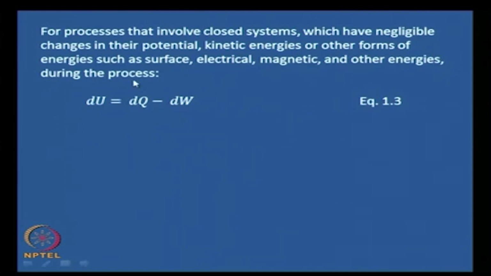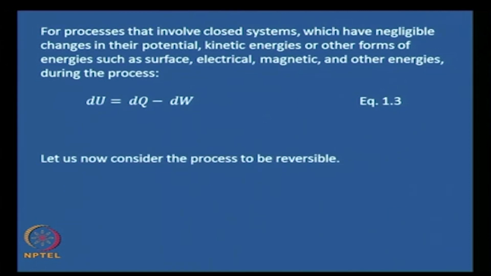During such a process, dU equals dQ minus dW from the first law. Recall the first law for a closed system, and this is nothing but the differential form of the first law. The total differential of U equals the total differential of Q minus the total differential of W. Recall that Q is the heat interaction across the system boundary, and W is the work interaction across the system boundary.